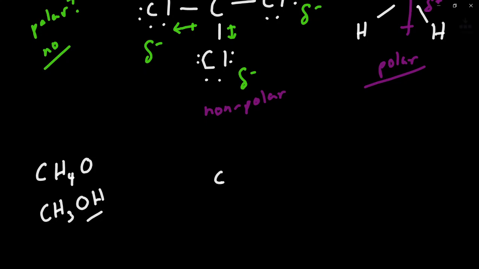So I'm just going to go ahead and draw out the structure. It would look something like this. And hopefully you would be able to come up with this on your own. So this is our structure for an alcohol. This is methanol.